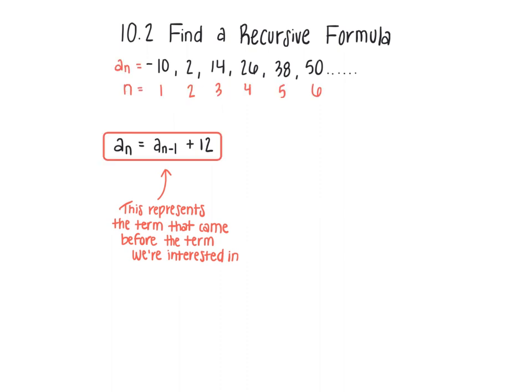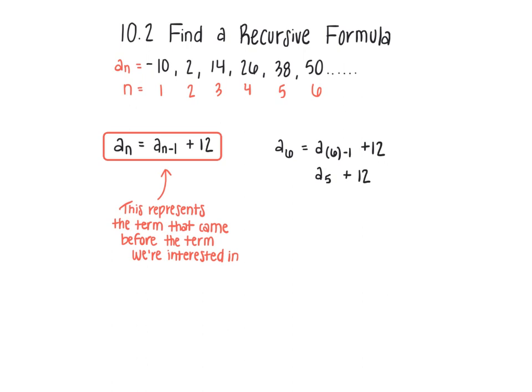So let's go ahead and test our formula to make sure it works. If I were looking for the sixth term, a sub 6 is equal to a sub 6 minus 1 plus 12. We know that a sub 6 minus 1 becomes a sub 5. So I'm going to say a sub 5 plus 12.